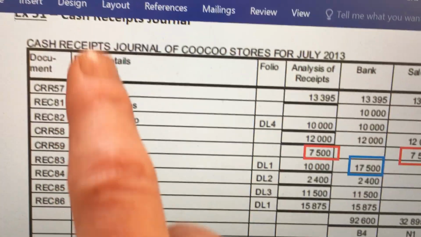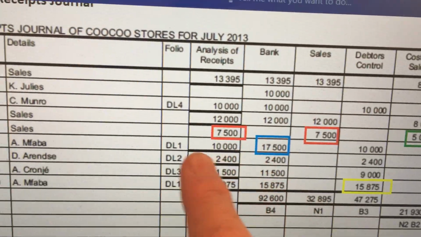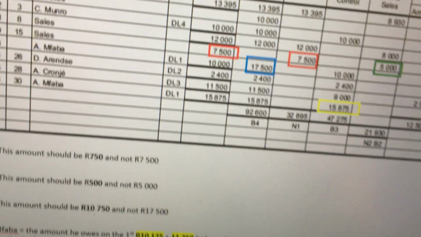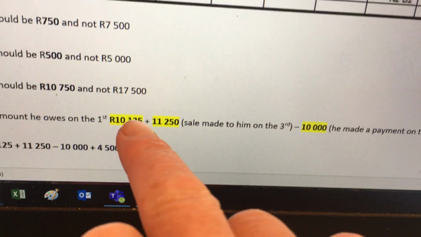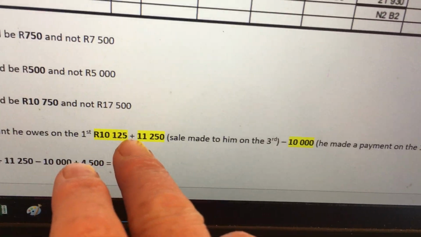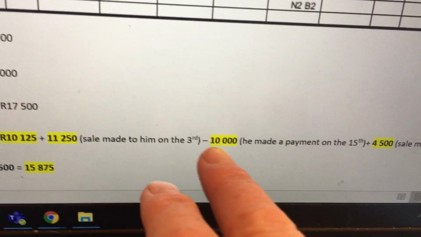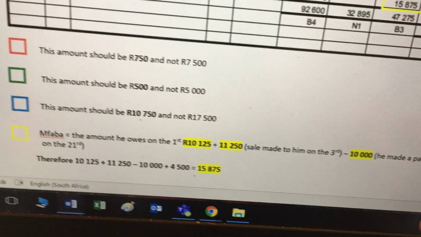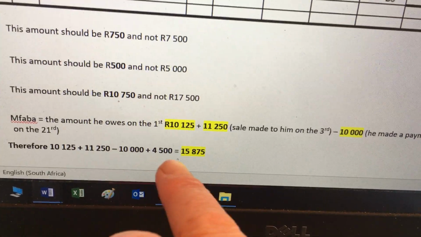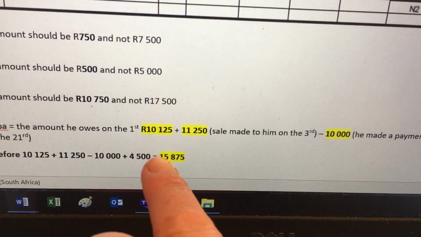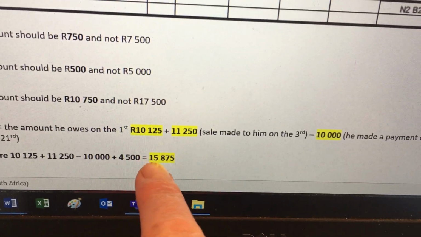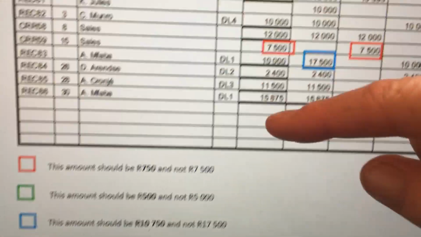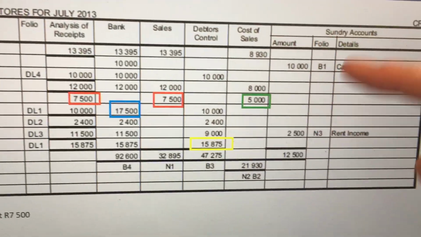If you look here, did he pay us at any point in time? Yes. Can you see here on the 15th, he paid us 10,000 Rand. So you've got to add and subtract everything that he's done so far. So at the beginning, that's what he owed us. Then we made a sale to him, so he owed us that. Then he paid us some money back. Then he made a further purchase from us. So when you add all of those figures together, at the end, he's going to pay us everything he owes us up until the end, which is 15,875.